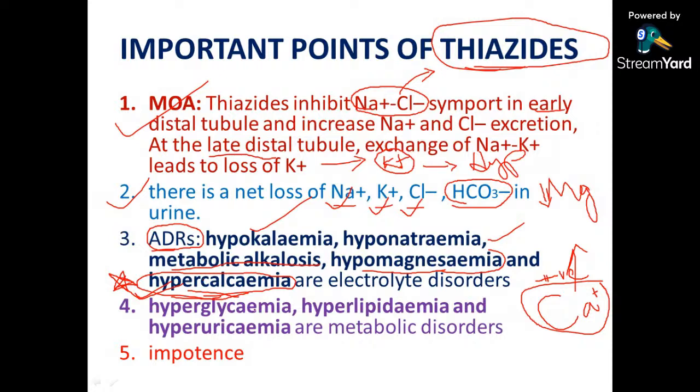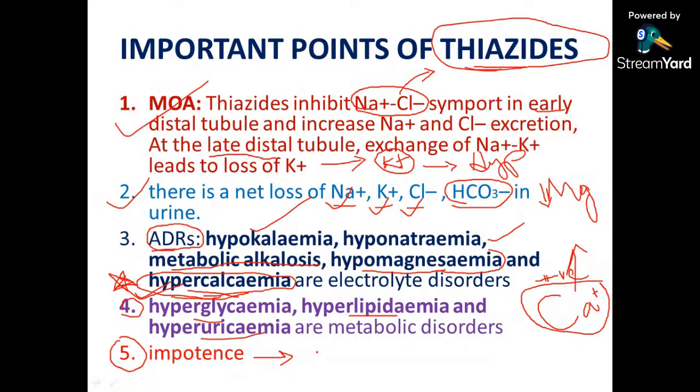This is the third point. And the fourth important point about thiazides is that thiazides will also cause hyperglycemia, hyperlipidemia, and hyperuricemia. These 3 points were given in the question as options. These are metabolic disorders, these are electrolyte disorders. And finally, the fifth point about thiazides is that it causes impotence.